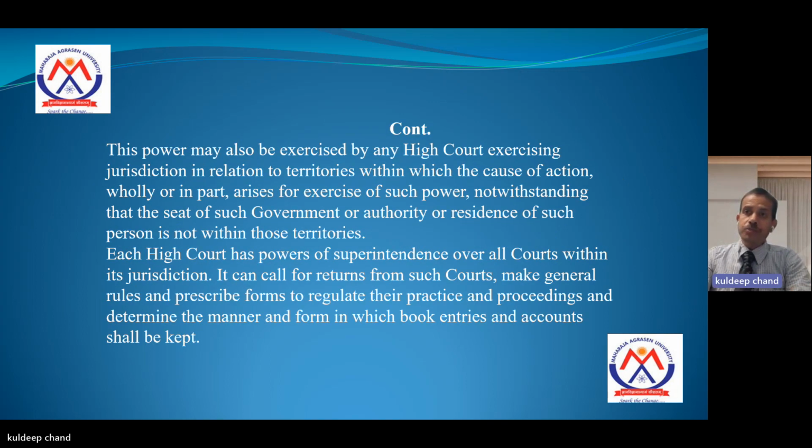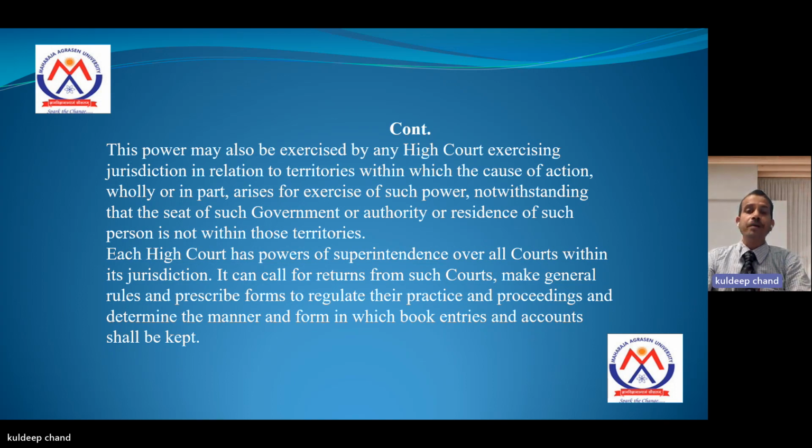This power may also be exercised by any High Court exercising jurisdiction in relation to territories within which the cause of action, wholly or in part, arises for exercising such power, notwithstanding that the seat of such government or authority or residence of such person is not within those territories.